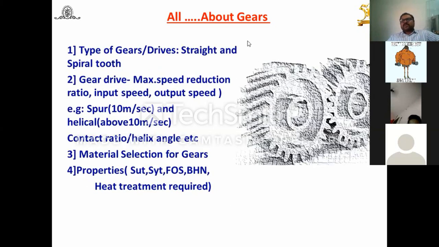Now let us start all about the gear. The first important component in the gearbox is the gear design. Now in gear design, what do you have to do? First of all, decide which type of gear is required. Again, you will find straight and spiral teeth. The spiral teeth you will find in the case of helical and bevel gears. Generally, we are going to use a straight gear, no problem.